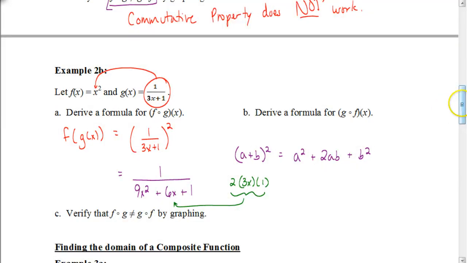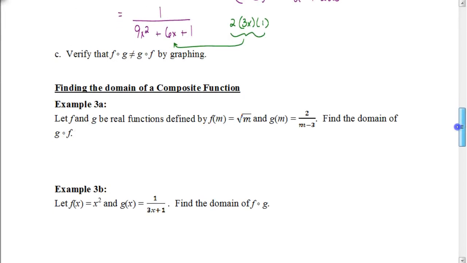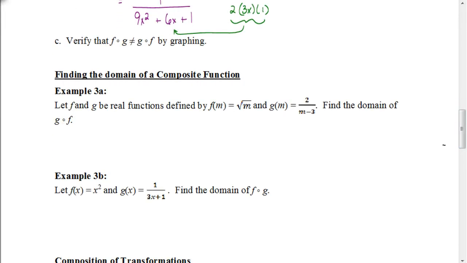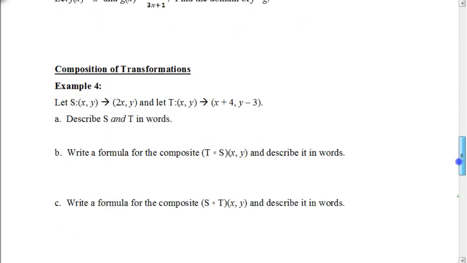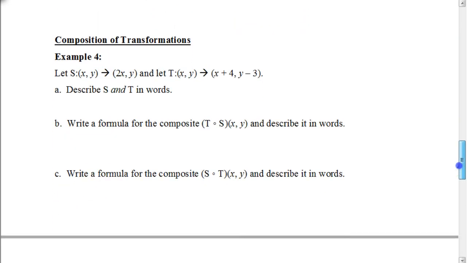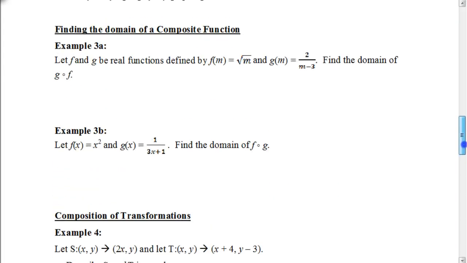Okay, let's talk now about how to find the domain of a composition of functions. And then we will end the video there. But there's still one more part that you want to make sure you know how to do, which is a composition of transformations. So I'll have a separate video that'll show you how to do that.